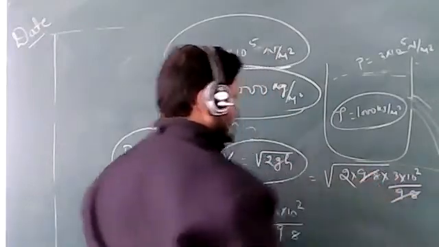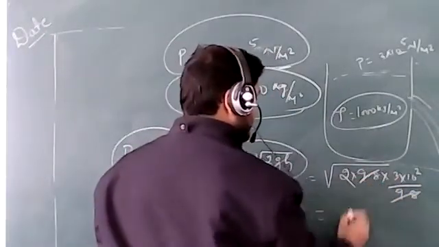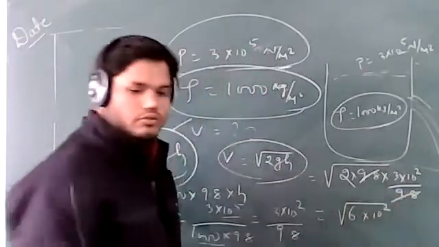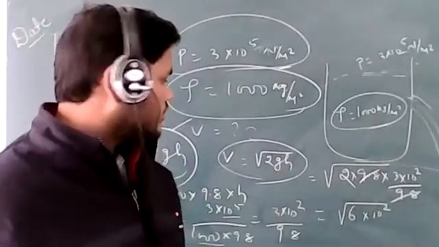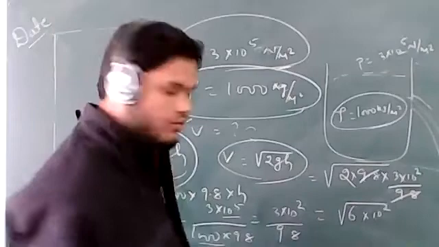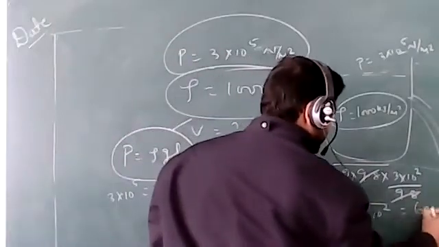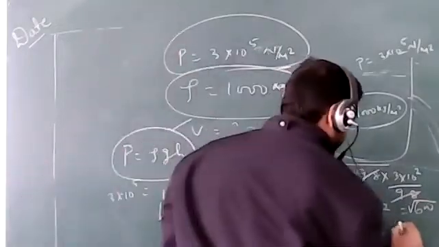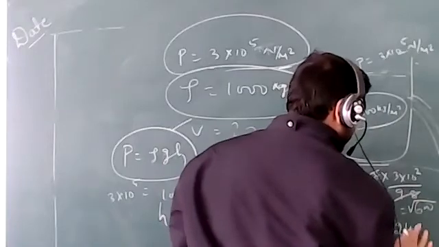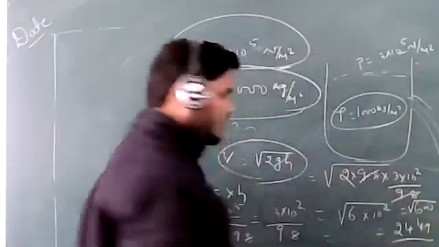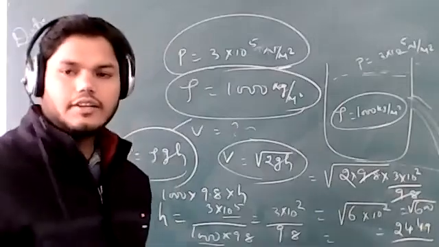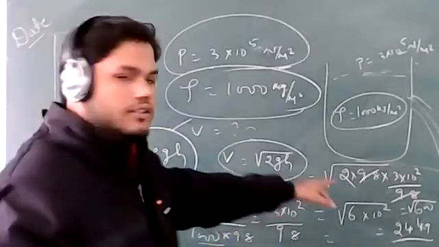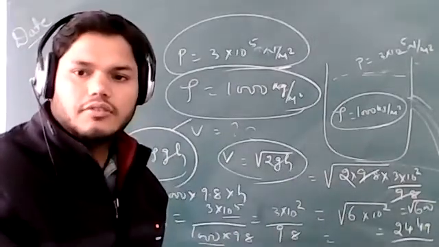Okay, so 9.8, the 9.8 can be cancelled. So you just have to solve it. 3 into 2 is 6 into 10 to the power 2, square root. So the answer comes to 600 square root. It will be nearly equal to 24.49. Okay, so this is the value of the terminal velocity. You can find it by this particular formula.